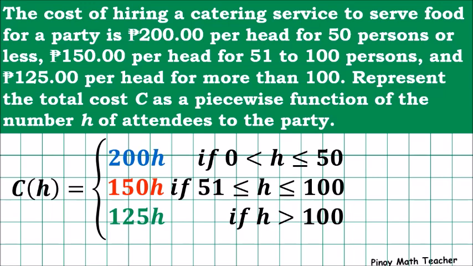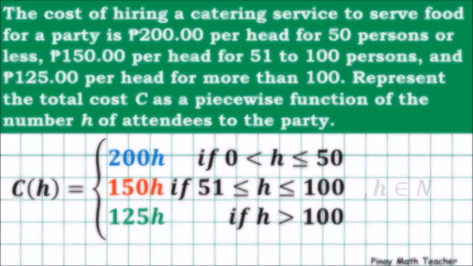Kung halimbawa naman ang bisita mo ay 200. So yan ay papasok dun sa pangatlo kung saan H is greater than 100. So 125 times 200 that is equal to 25,000 pesos.